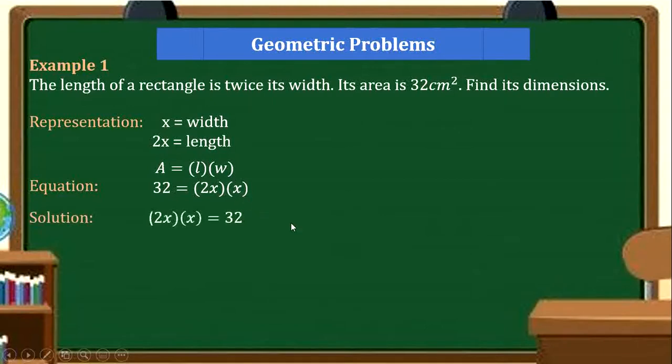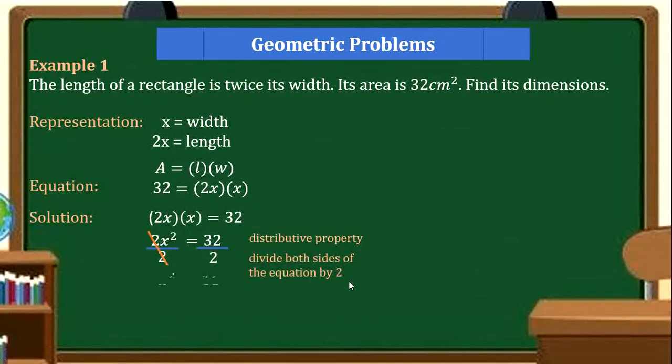Okay. So, let us have the solution. So, distributive property. We have 2x times x, so we have 2x squared equals 32. So, divide both sides of the equation by 2. So, magiging x squared equals 16. And then, get the square root of both sides. So, that is by extracting the square root. So, we have x equals positive and negative 4.